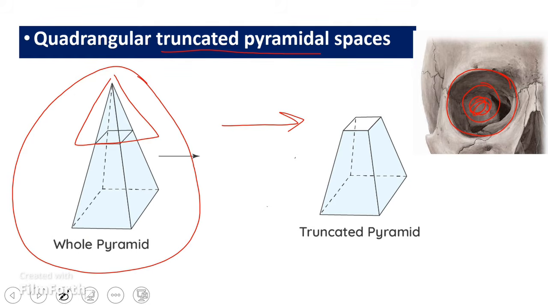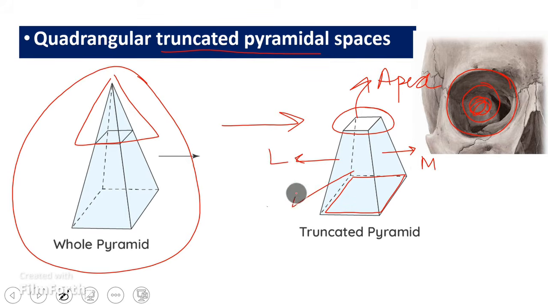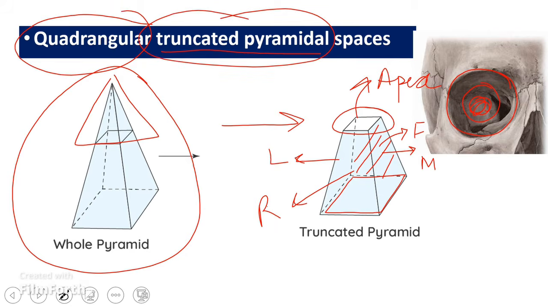The orbit is placed in such a way that this uppermost truncated part is actually the apex of the orbit, okay, from where the optic nerve will actually exit the skull, and then this part is the opening of the orbit, and then we have the corresponding walls of the orbit. So this will be the medial wall, this will be the lateral wall, this will be the roof, and the part which is just behind that will actually form the floor of the orbit. So don't get confused at this point. We shall actually be discussing the walls of the orbit in detail, but what I want you to remember at this point is the shape of the orbit, that the shape of orbit is a quadrangular truncated pyramid.